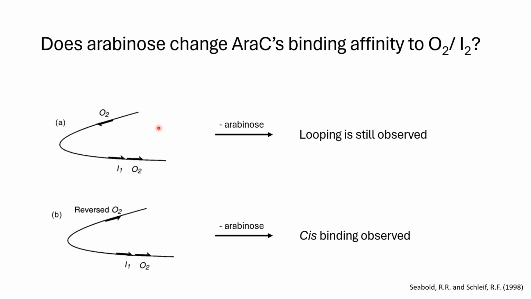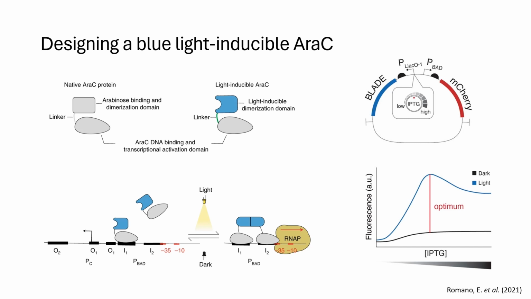This means that the AraC dimer has an inherent preference for looping, not by the difference in binding affinities, but by its geometric constraint. Using this knowledge, recently the Cambridge lab engineered a light-inducible AraC by redesigning the arabinose pocket with a light-sensing domain. The protein, now called BLADE, was optimized to regulate gene expression in response to blue light and serve as an optogenetic tool.